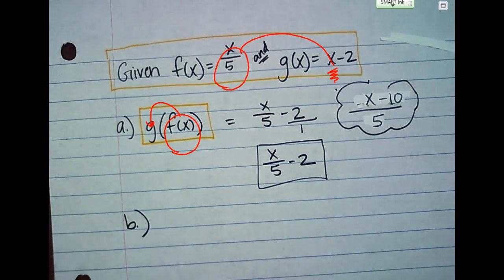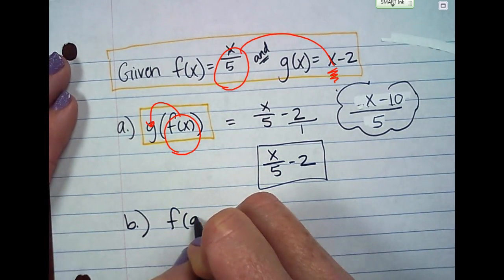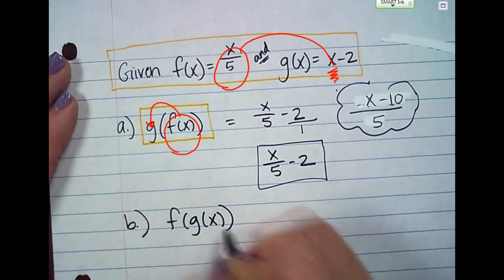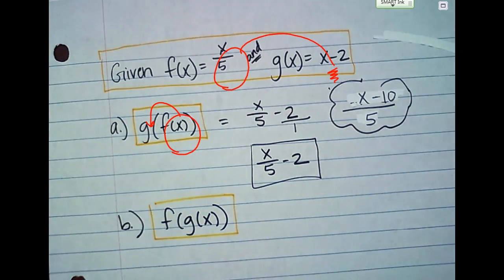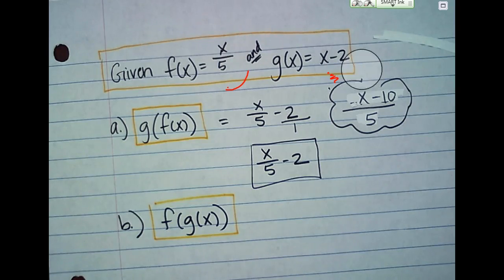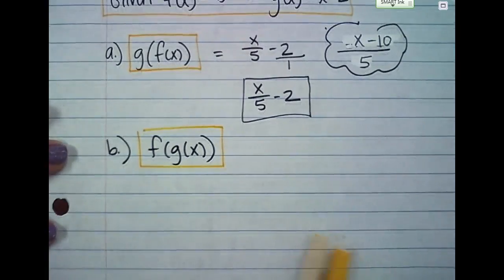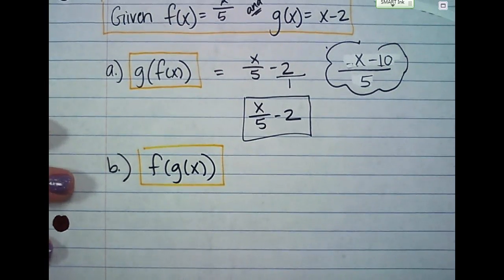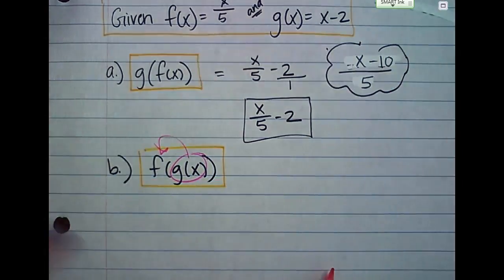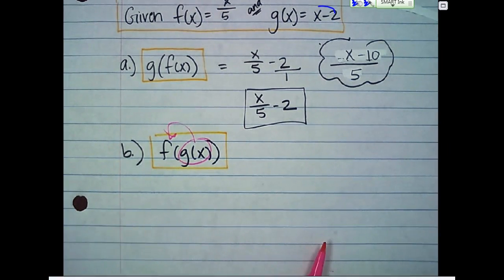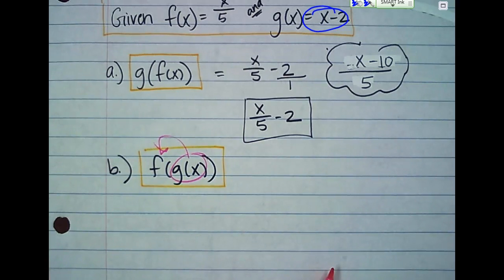I gave you g of f. Now we're going to go the other way. Okay, we're going to plug g in for f. In other words, we're going to take x minus 2, this player right here, and who are we going to kick out of the game? Just the numerator, right? We're going to kick out that top x. So we're going to come up here and kick out the top x.